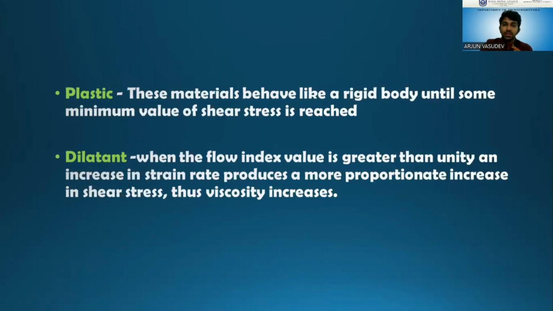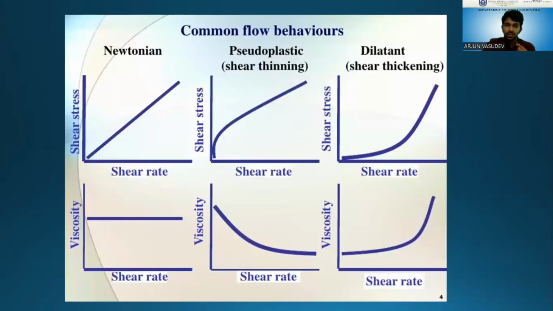Now plastic material. These materials behave like a rigid body until some minimum value of shear stress is reached, so it changes its property at that point. And dilatant material is when the flow index value is greater than unity, and an increase in strain rate produces a more than proportionate increase in shear stress. Thus, the viscosity increases. Now, the common flow behaviors of these three materials we have seen: Newtonian, pseudoplastic, and dilatant.